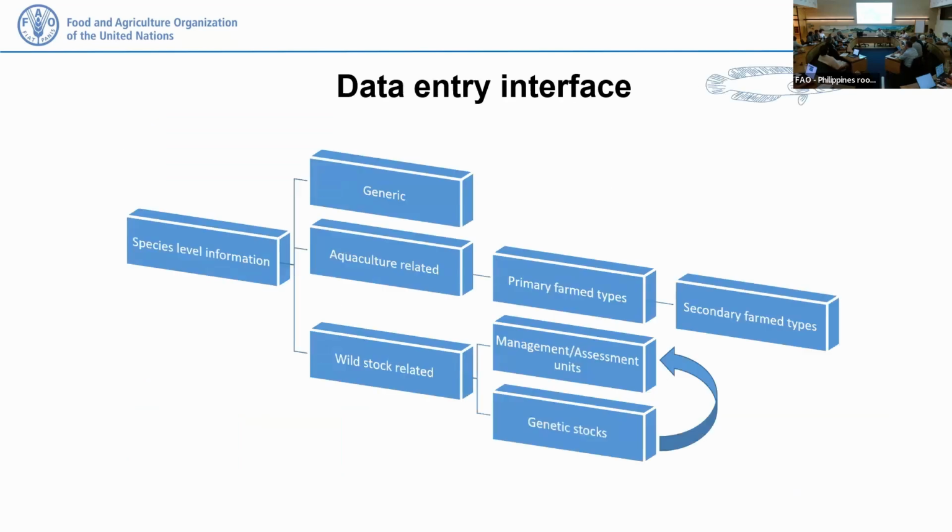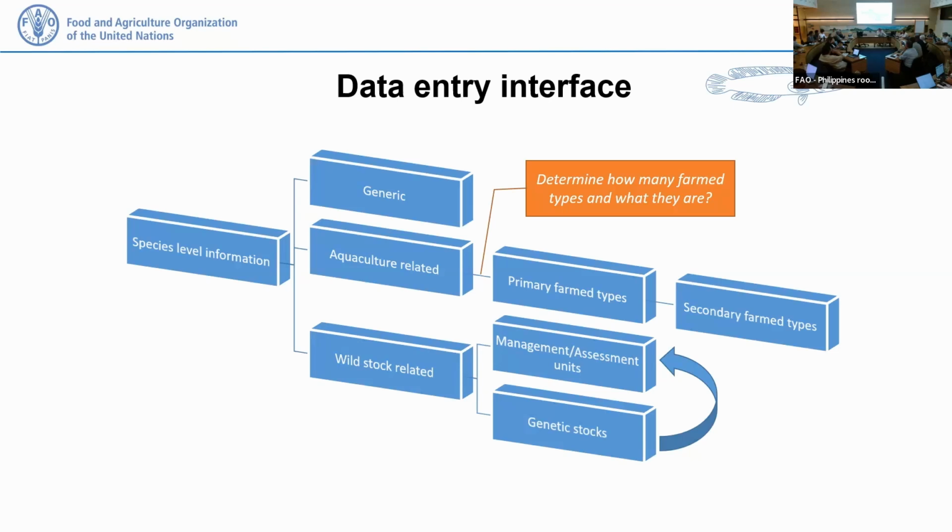So with the data entry interface, we start at the species level, so you start entering by species. We have generic level information, and then we have aquaculture related information and wild stock related information. Under the aquaculture related information, the key expertise we need is to be able to determine what genetic resources and how they fit the criteria for describing genetic resources, which we allocate as farmed types. And we have primary farm types which relate to the status of domestication and development.